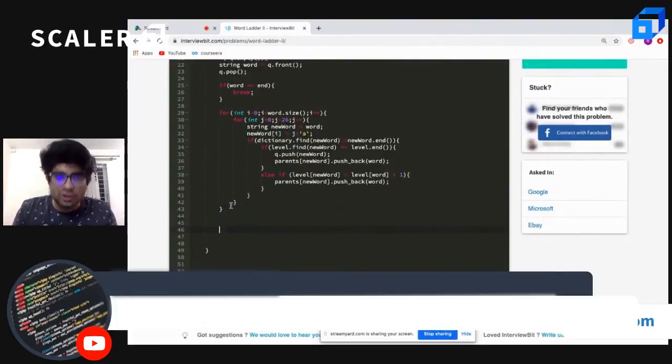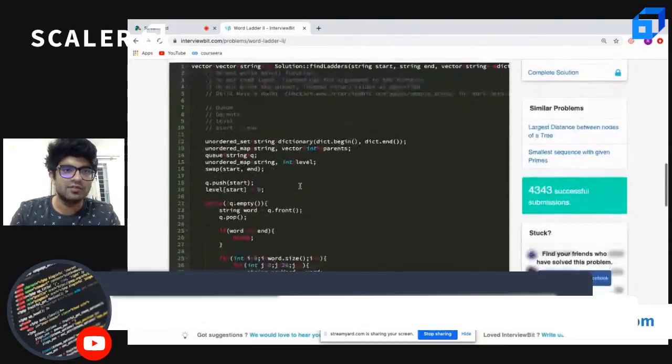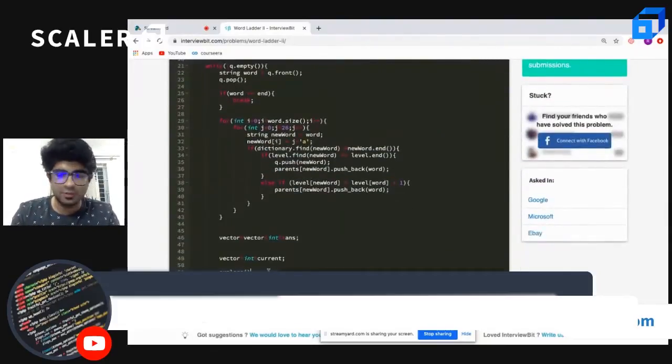Now what I need to do is explore all the paths, so I need to apply some sort of backtracking technique here. So how can I apply the backtracking technique? Let's say I need some sort of answer information, and I keep it here. Now let's say I also track my current path. Now I need to explore all the possibilities, so I make a function explore, which will help me explore every possible path.